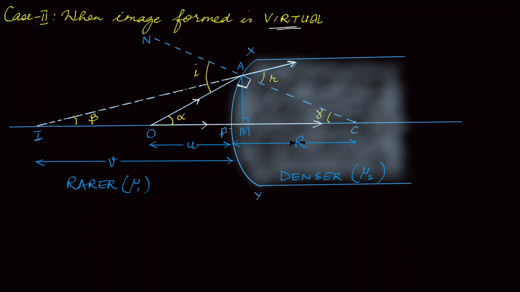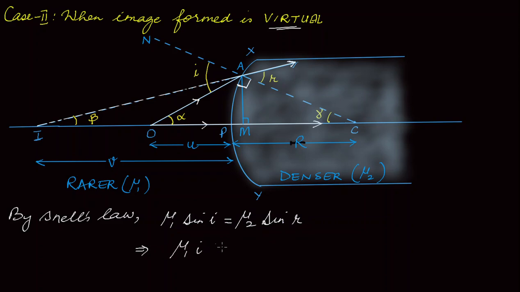Now the distance from the object to the pole is u, the object distance. From the image to the pole is the image distance v, and from the pole to the center of curvature is the radius of curvature r. So again here let us apply Snell's law. By Snell's law, we have, can you guess, mu1 sine I is equal to mu2 sine R. So this implies mu1 I is equal to mu2 R.